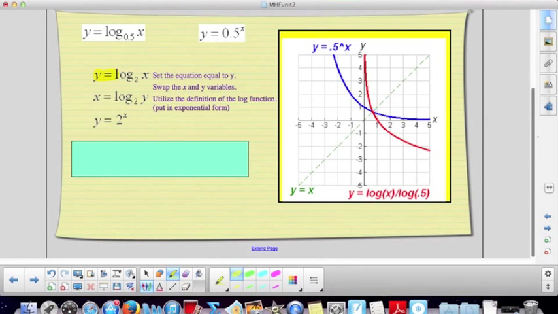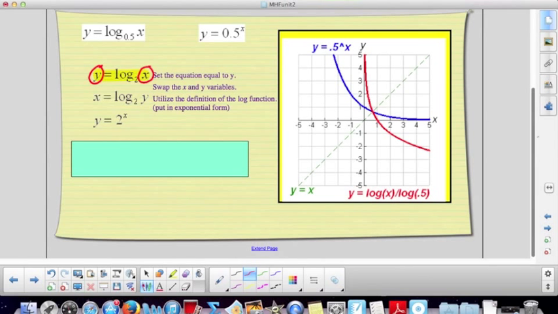So I want to highlight this equation. First thing we have to do with inverse functions, copy the steps, copy the equation. So we're going to set the equation equal to y. So y is equal to log x to the base 2. You set it equal to y. Then we swap the x and the y variables. So instead of y, we now replace that with an x. Instead of x, we replace that with a y. And then we utilize the definition of the logarithm in order to figure out the final step.